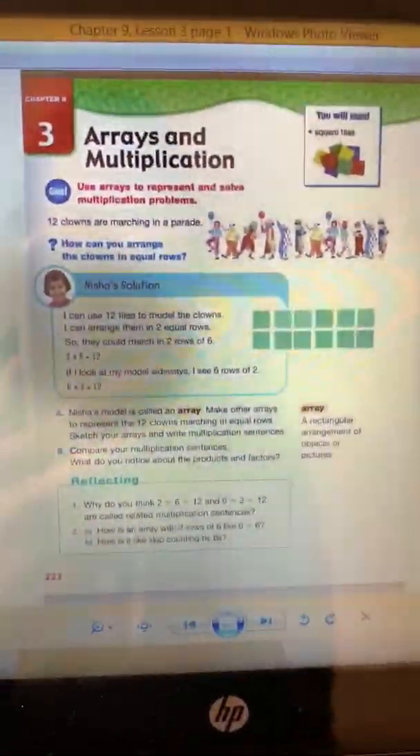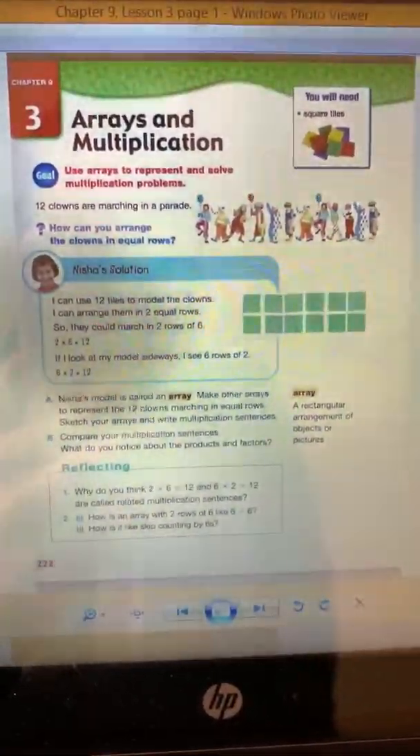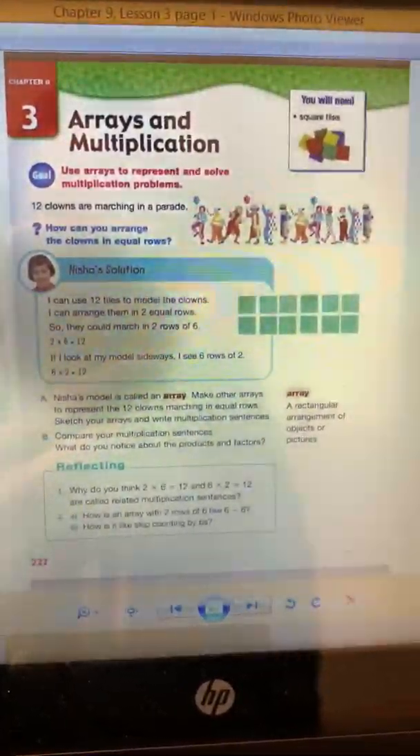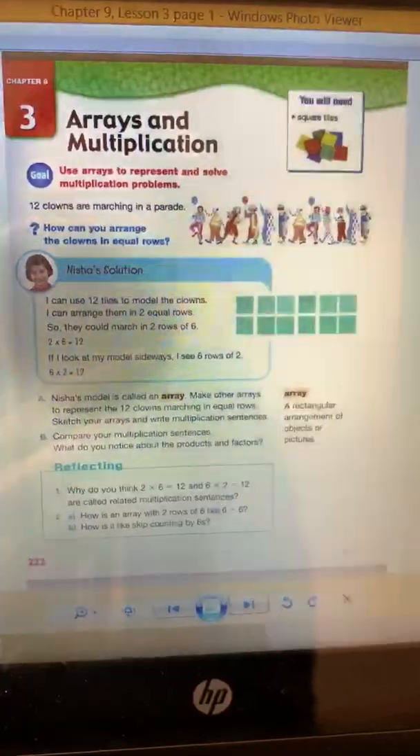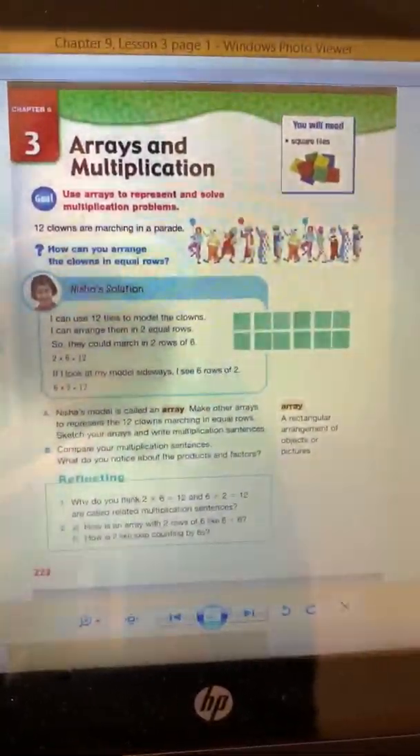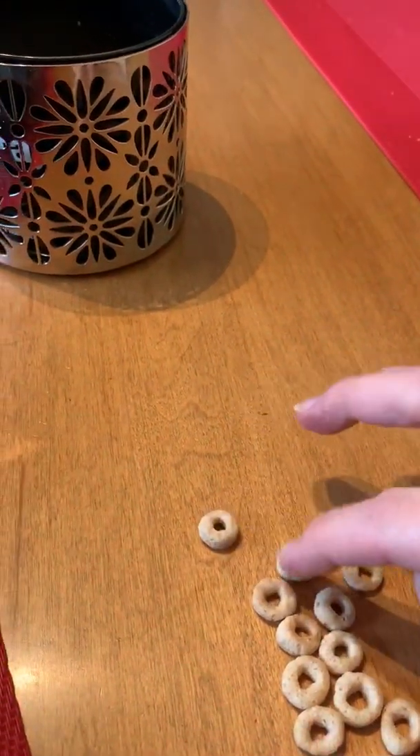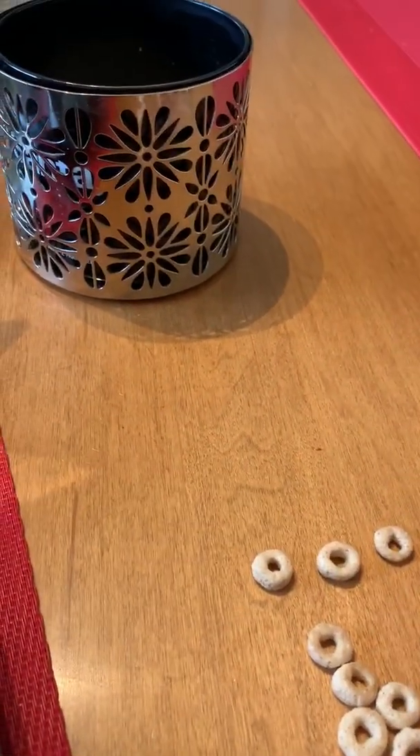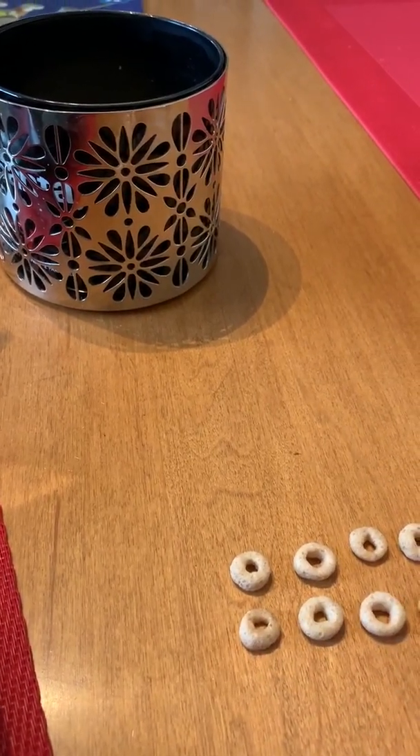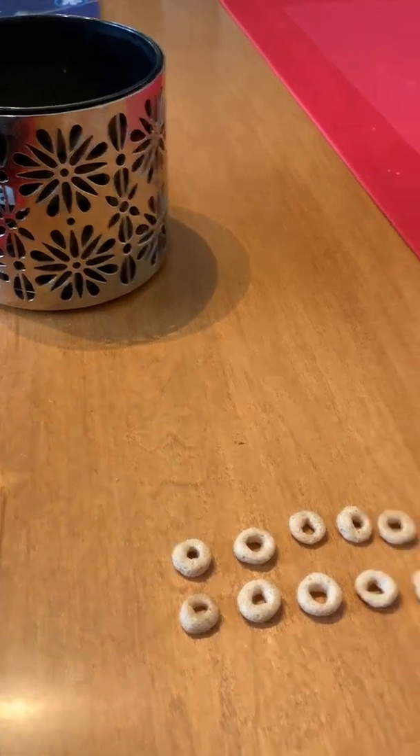If we look at Nisha's solution, she used the 12 tiles to model the clowns. She arranged them in 2 equal rows, so they could march in 2 rows of 6. So 2 times 6. So let's quickly represent that. There we go.